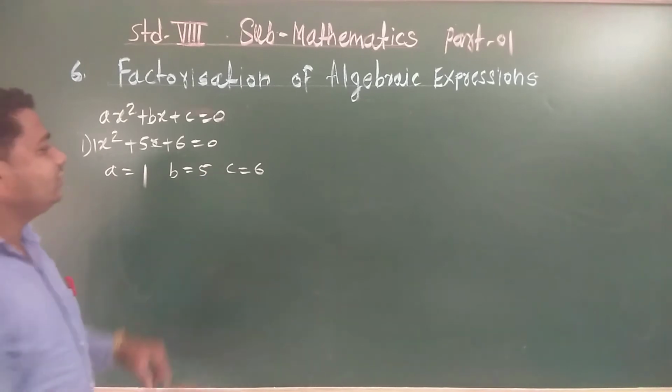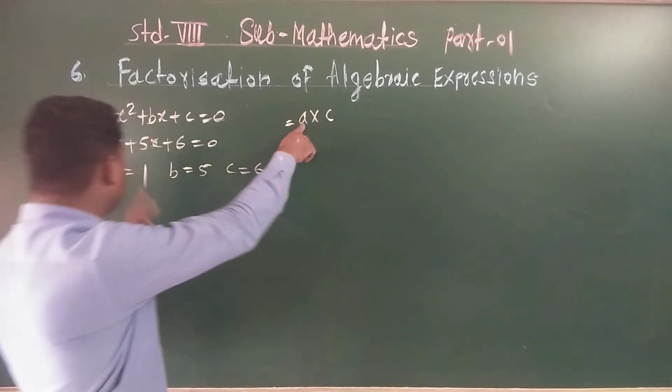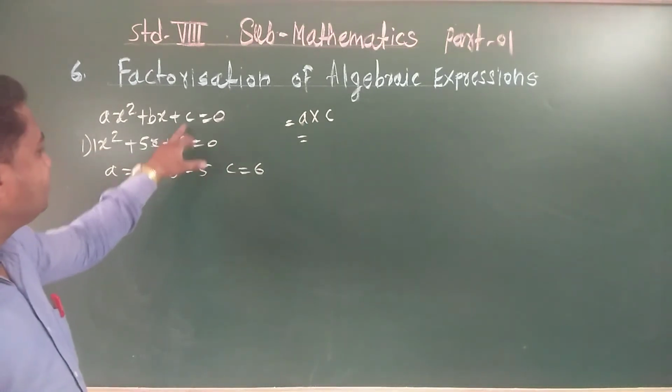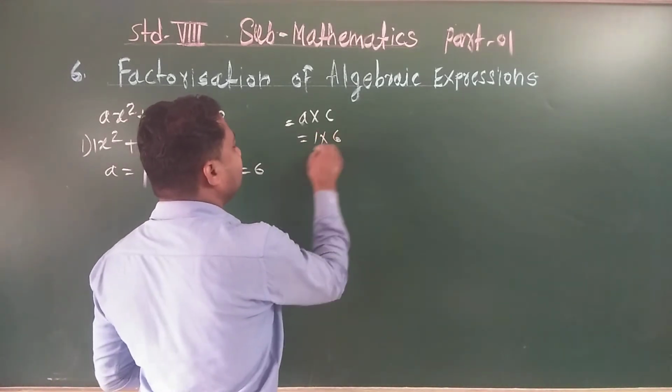So a into c, so that is a into c. So it is given that a means 1, so that value is 1, the coefficient 1, and c means the constant value, so c is equal to 6. So 1 into 6 is equal to 6.